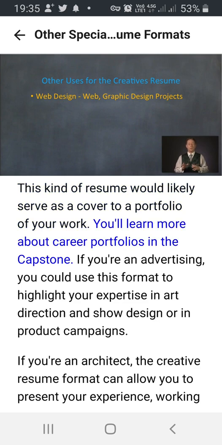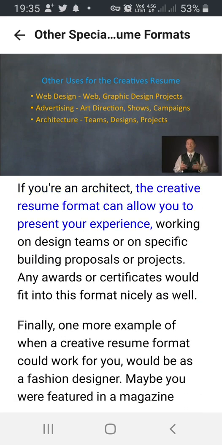You'll learn more about career portfolios in the capstone. If you're in advertising, you could use this format to highlight your expertise in art direction, in show design, or in product campaigns. If you're an architect, the creatives resume format could allow you to present your experience working on design teams or on specific building proposals or projects. Any awards or certificates would fit into this format nicely as well.